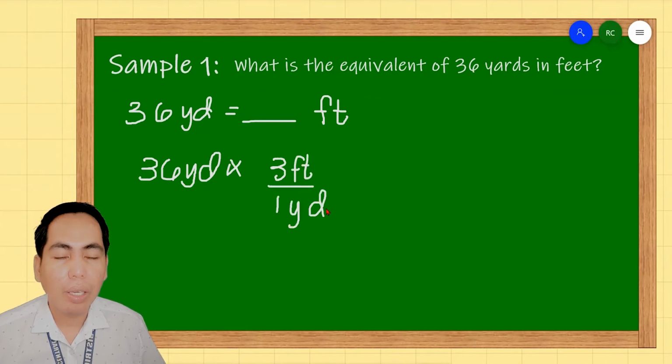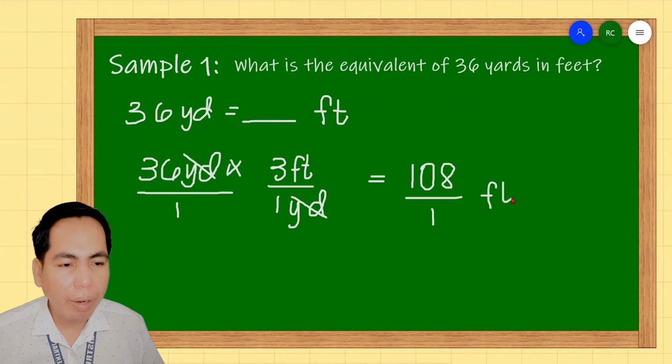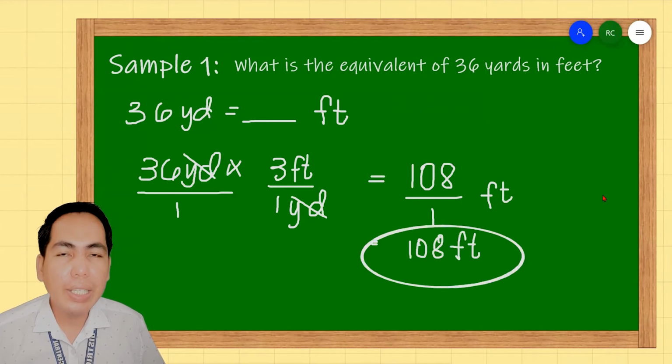1 yard. If you notice, we have placed the yard as our denominator so that we can cancel it with the yard in our numerator. So, yard is canceled out. What is left is feet. 36 times 3 will give us 108. And then, since 36 is understood to have a denominator of 1, 1 times 1 will give us 1 over 1 feet. So, 108 over 1 is equivalent to 108 feet. In other words, 36 yards is equivalent to 108 feet.